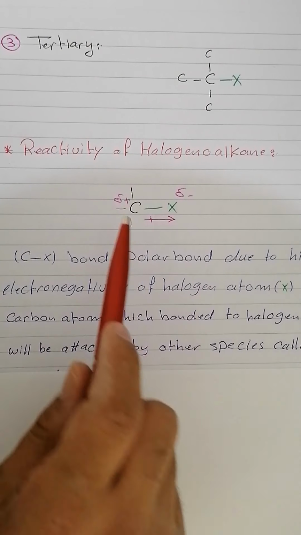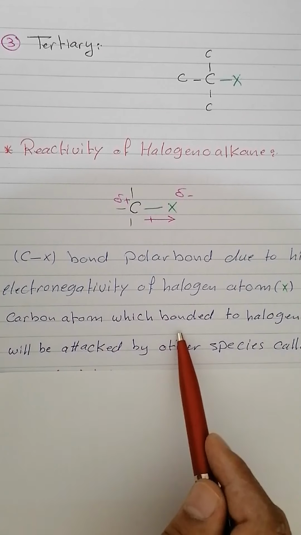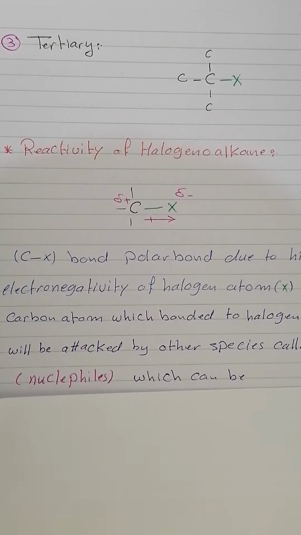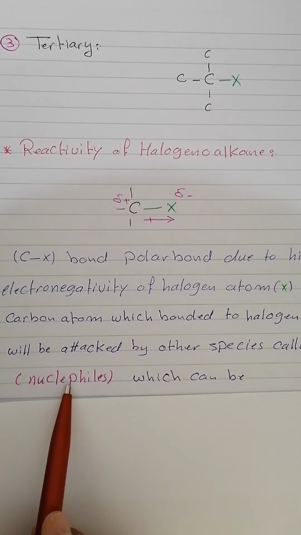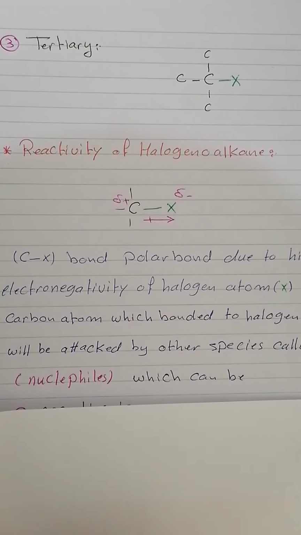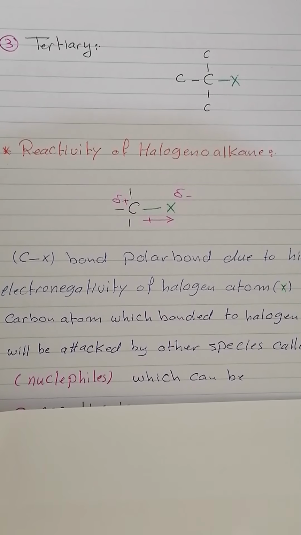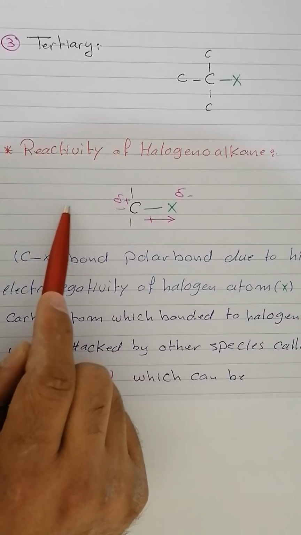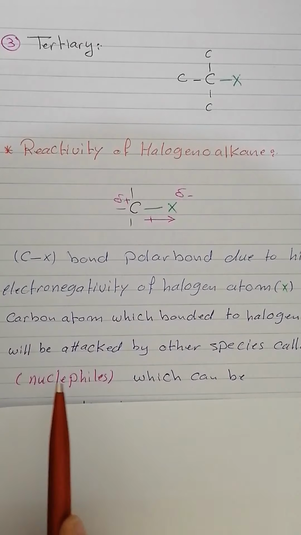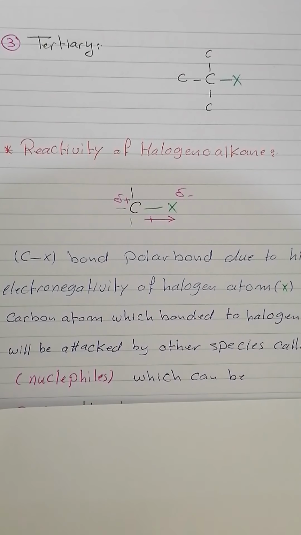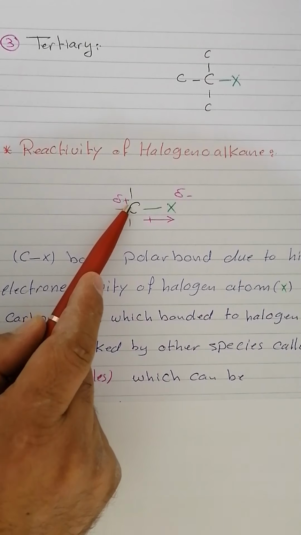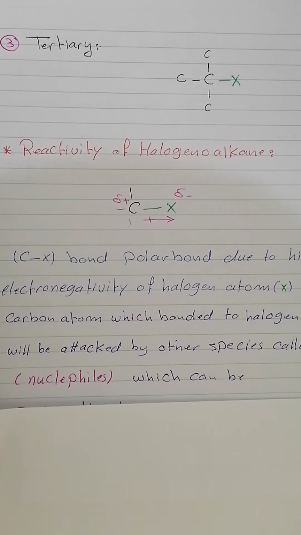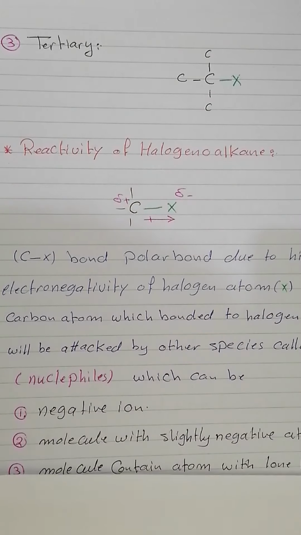So the C-X bond is a polar bond due to the high electronegativity of the halogen, which is atom X. So the carbon atom which is bonded to the halogen will be attacked by other species called nucleophiles, which can be one of three different particles. We will explain it in a moment. The nucleophile will attack this carbon because the nucleophile loves the positive charge, and this carbon carries a partially positive charge, so it will be attacked by the nucleophiles.